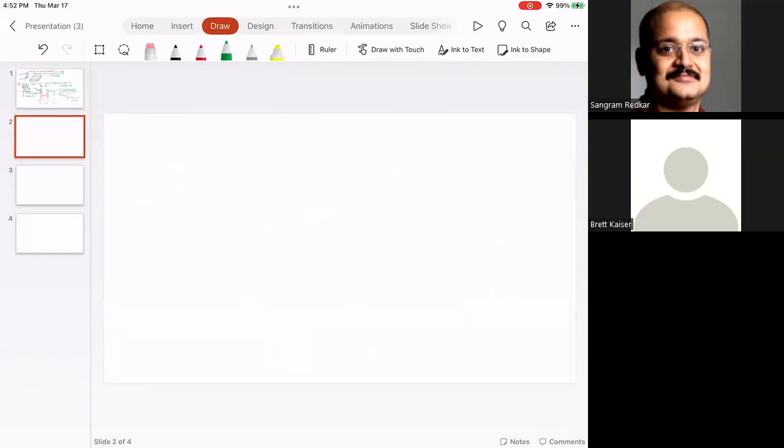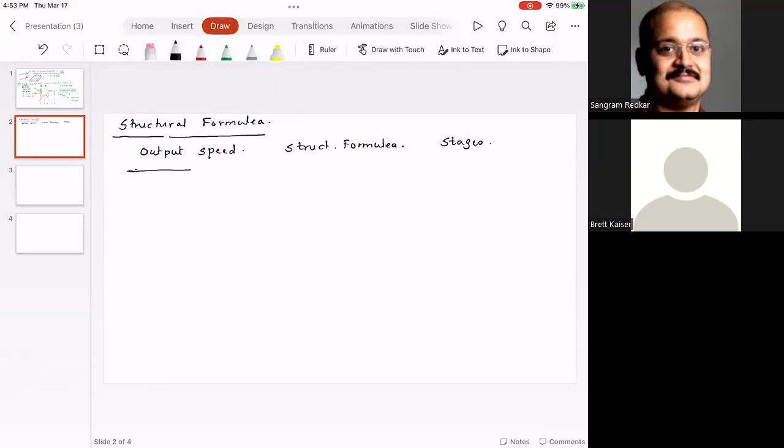Next thing is something called the structural formula. So what is this structural formula? This is the output speed. This is the structural formula, and this is the number of stages. So I'm just going to repeat this table. Unfortunately, this table is not given in your textbook. You will have to go to a design data book to get this table.